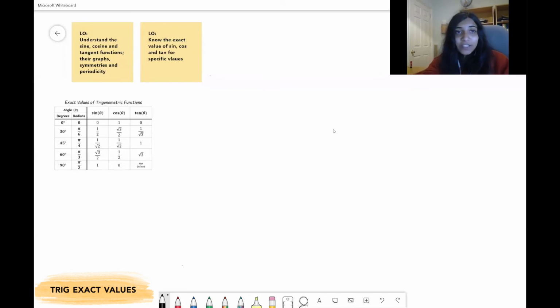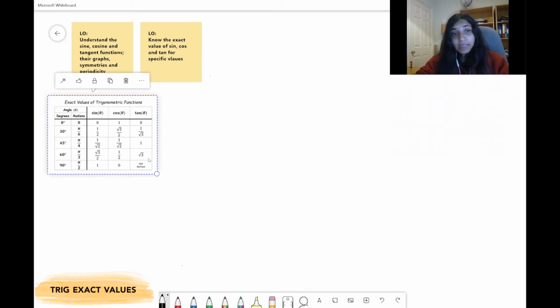So now that we've done this first learning objective, let's move on to the second one. So we want to know the exact values of sine, cos and tan for specific values. So I've laid them all out here in a table. So it may seem a bit daunting at first because you might be like, how am I going to remember all of these for so many values? But don't worry, you really don't have to do that. There's a really simple way that you can actually derive all of these values in an exam if you've forgotten any of them for some reason.